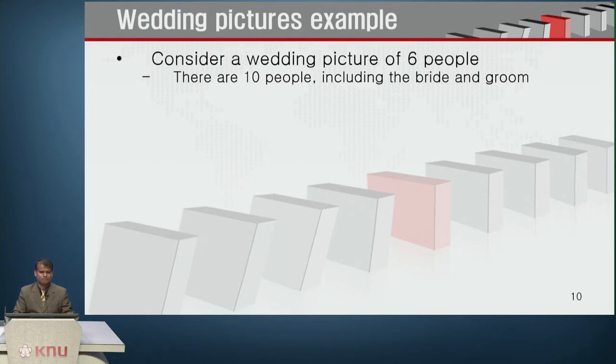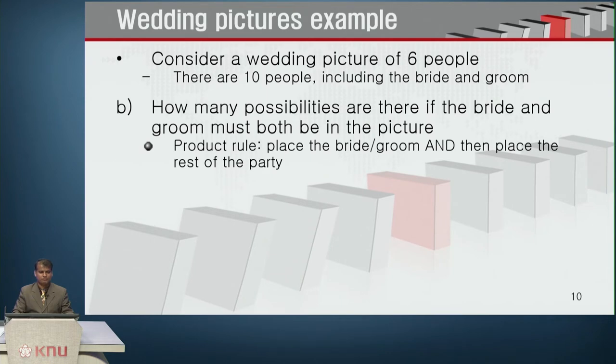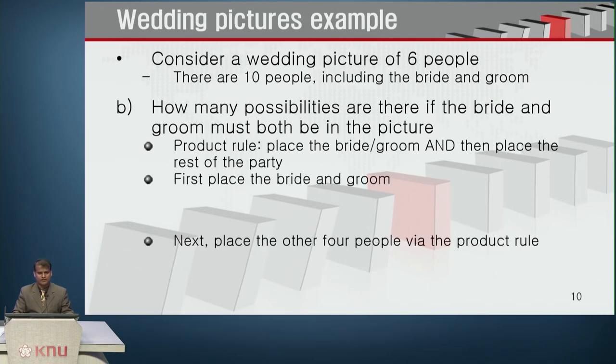Let's consider a wedding picture of 6 people. There are 10 people including the bride and bridegroom. How many possibilities are there if the bride and bridegroom must be in the picture? Now you have 2 persons fixed, and you have to choose the remaining ones from the people that we have. So place the bride and bridegroom and then place the rest of the party.